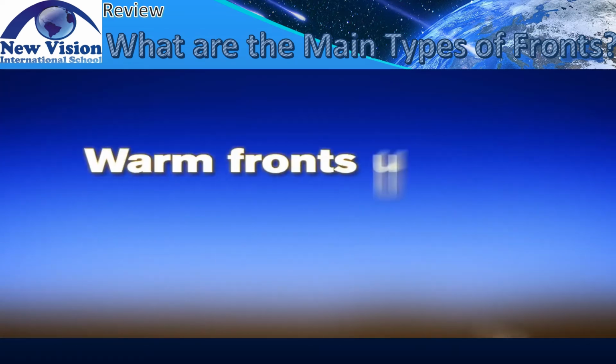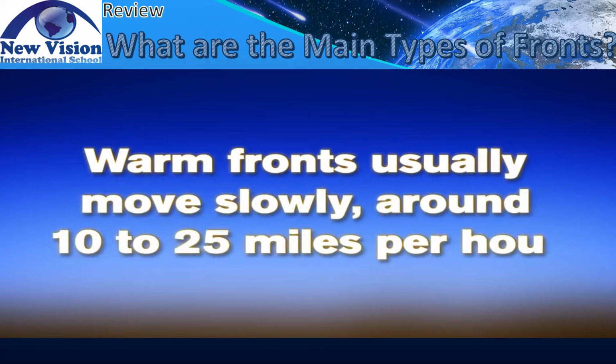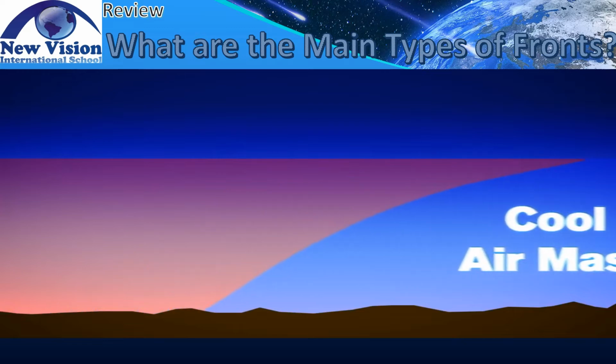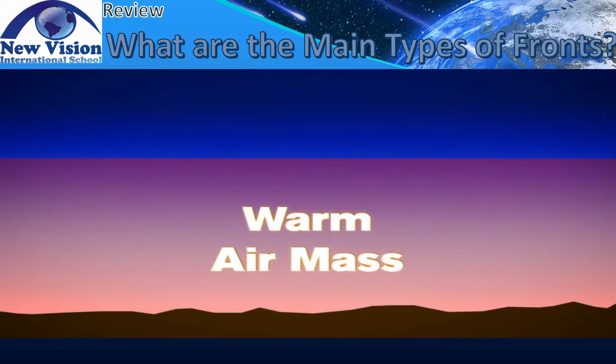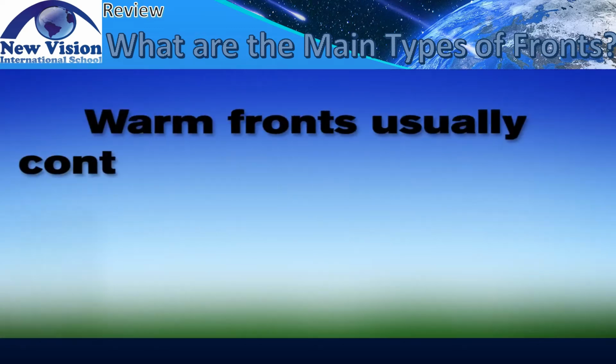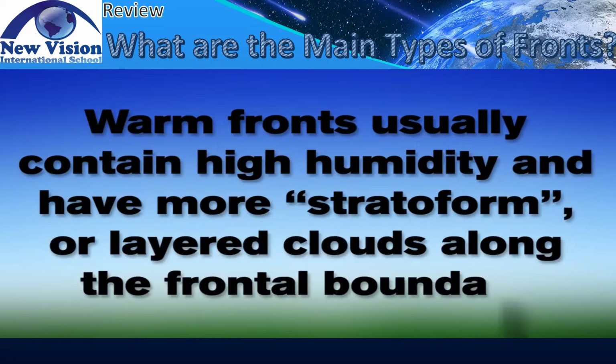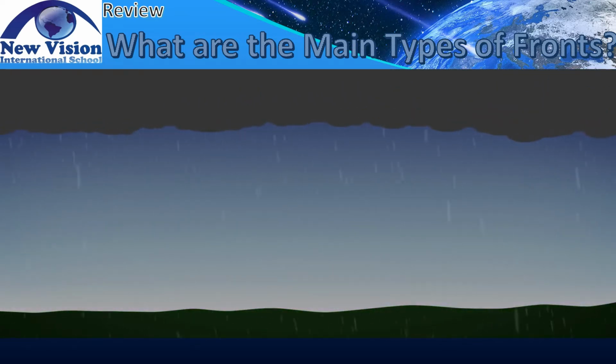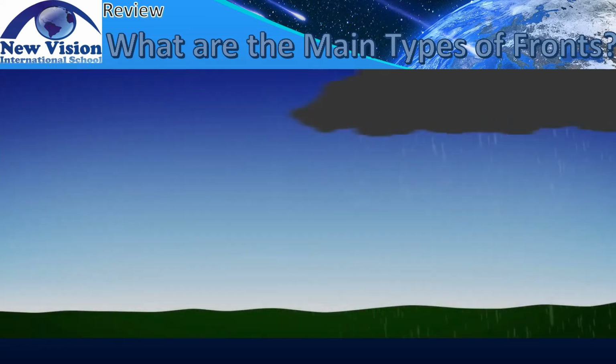Warm fronts usually move slowly, around 10 to 25 miles per hour, and have a gradual slope that will slide over the top of a cooler air mass and move it out of the area. Warm fronts usually contain high humidity and have more stratiform or layered clouds along the frontal boundary. Drizzle and decreasing visibility will be present as temperatures rise. Once the front passes, rain showers are possible, followed by a gradual clearing.